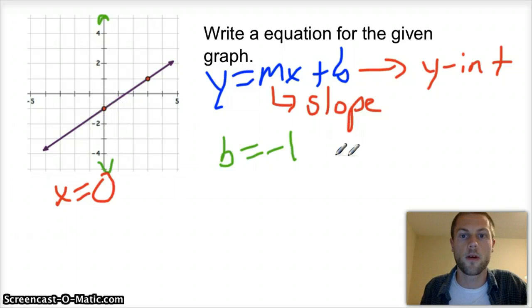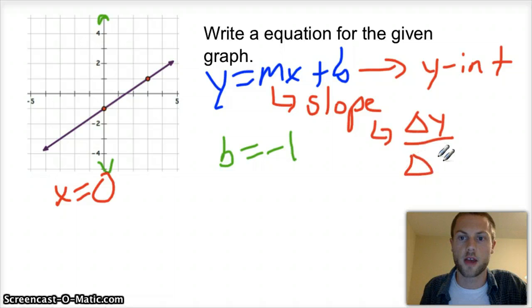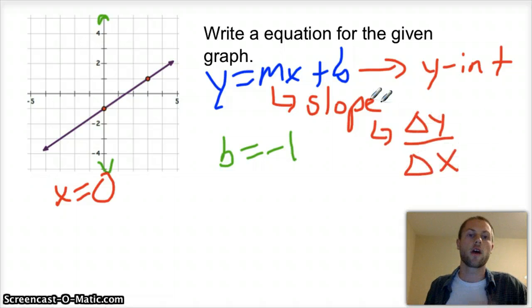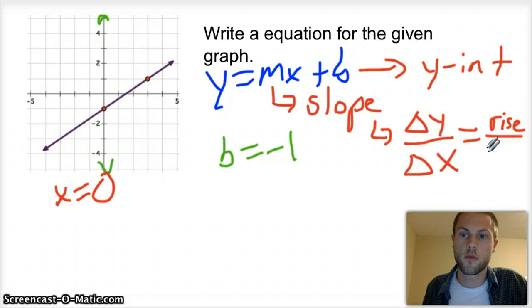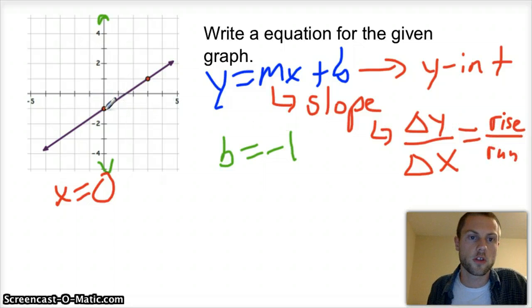So slope, remember, is your change in y over your change in x. And there's a couple different ways that you can calculate what that is, but for the purposes of checking out the graph, I like counting. So we're going to want our rise over run. And let's take a look at this graph here. So I'm going to start at this point and I'm going to go to this point.